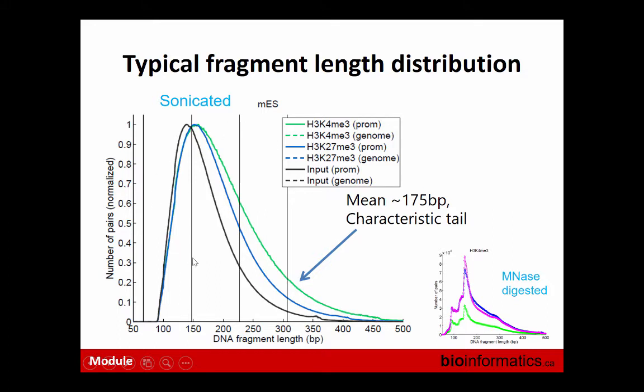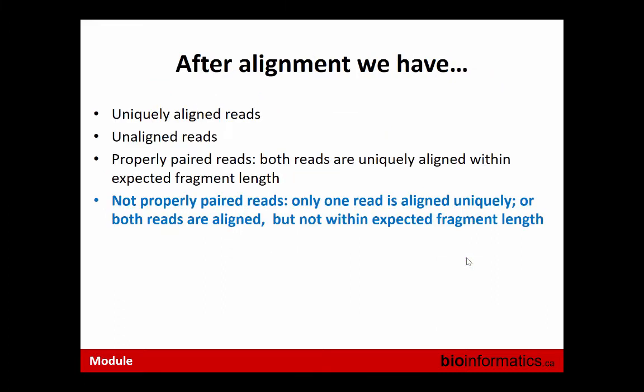The first plot comes from data which was sonicated. And Martin mentioned that there is another kind of library construction where we use a native protocol, which is MNase digested data. On the bottom we have the small insert, which shows the fragment distribution for the MNase digested data. And here it is very nice because we immediately see biology, because the peak is very sharp. The maximum of this peak is located exactly at 146. So that's the nucleosome periodicity. Those are typical distributions, and we would like properly paired reads to lie within this range.